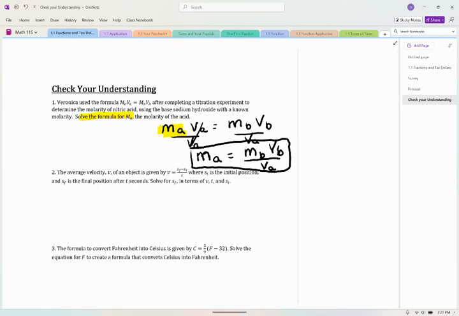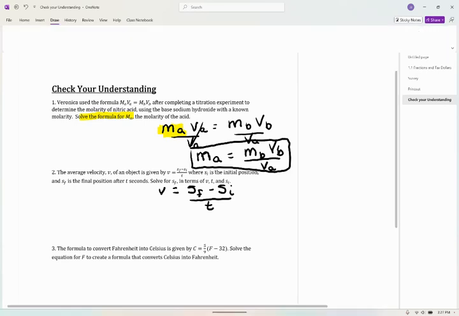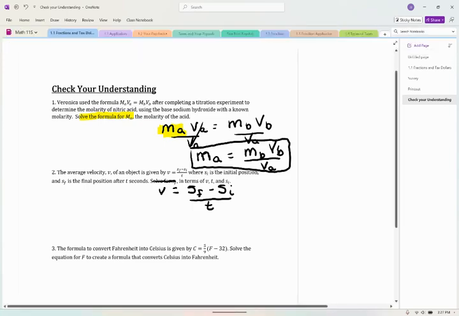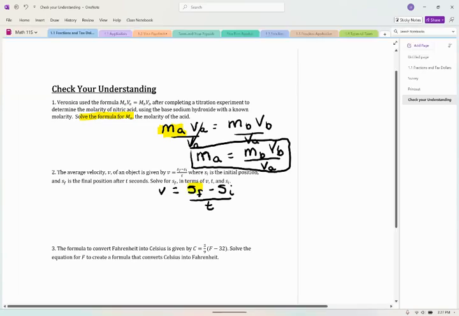The average velocity V of an object. Again, do we really care about what the variables mean? We just care about getting the variables by itself. So V equals S sub F minus S sub I, I'm just rewriting the formula, all divided by T. And they want us to solve for S sub F. I like to highlight what we're solving for so that we know in the problem what needs to be by itself. So in this case, S sub F needs to be by itself, so everything else needs to move.